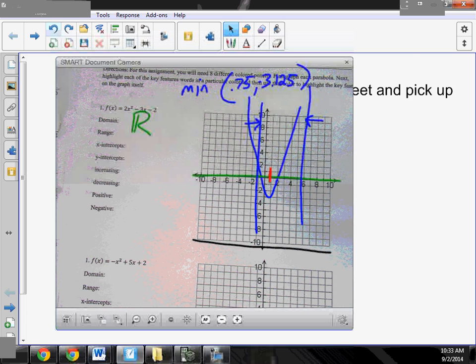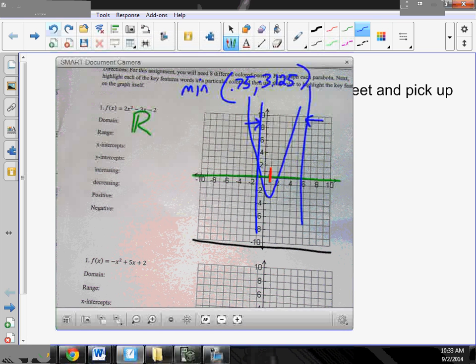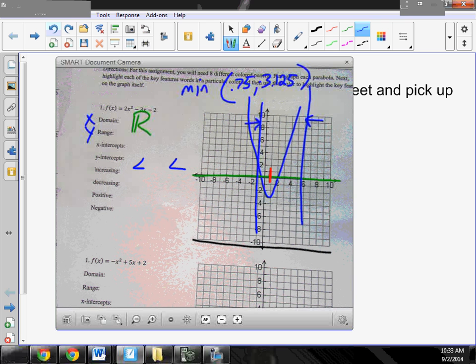What you do is you say, domain is x, all real numbers, and range is going to be y. For the range, you can write two less than symbols with a y in the middle, and then you put the small number on the left and the big number on the right. What is the smallest number that y can be? -3.125. What is the biggest number that y can be? Infinity.